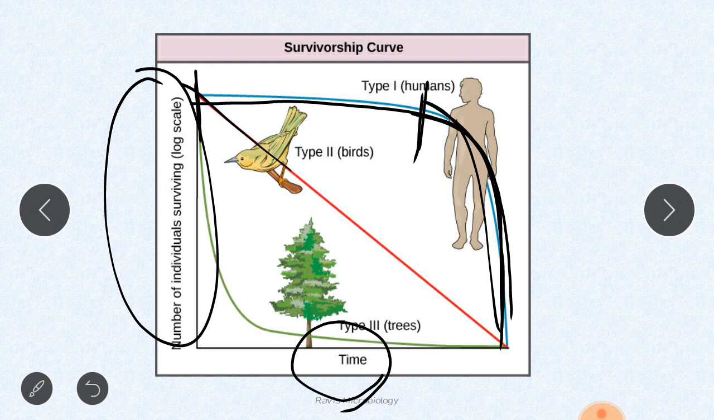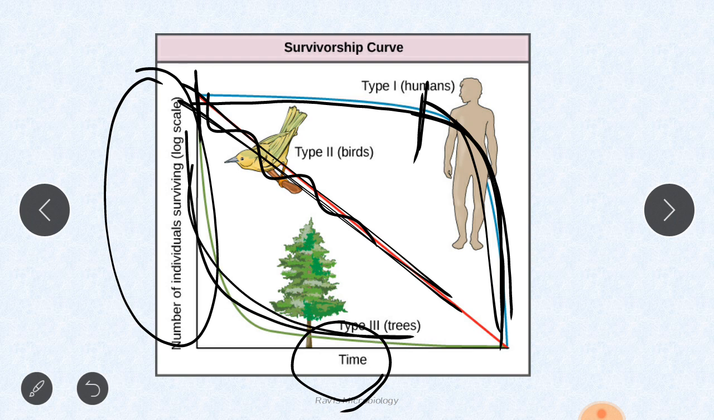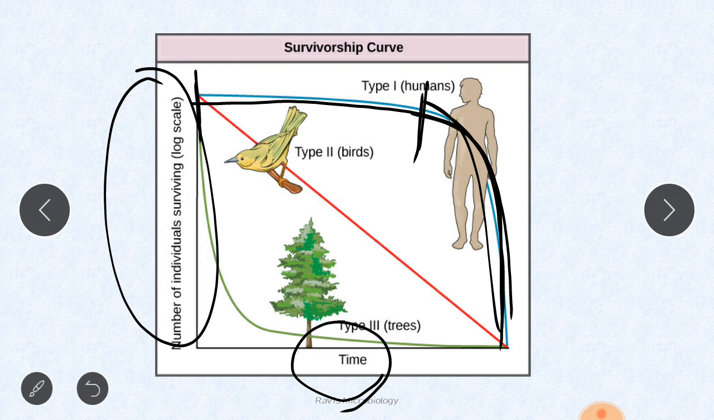Now type 2, which is birds, is age independent, with a constant mortality and constant death rate. But in type 3, in the early age the mortality is very high. The natality, which is the birth rate, is also very high, but the mortality is very high. And once the individual survives this phase, it goes on to a much longer age.